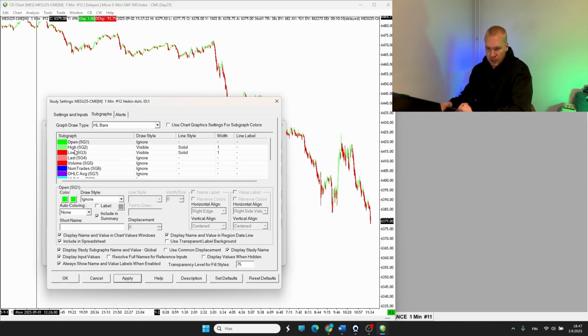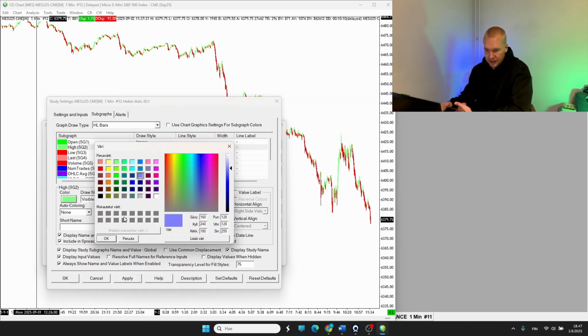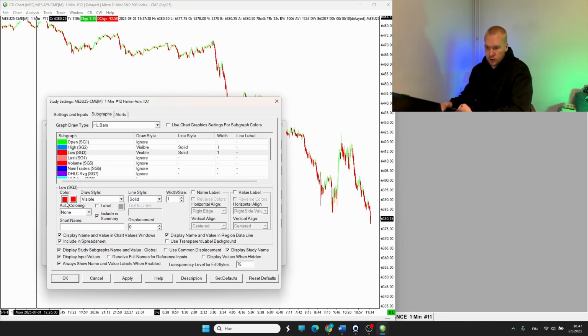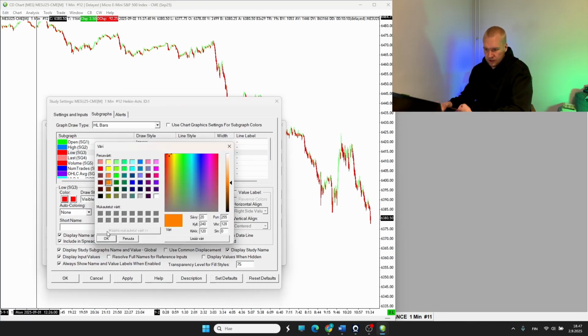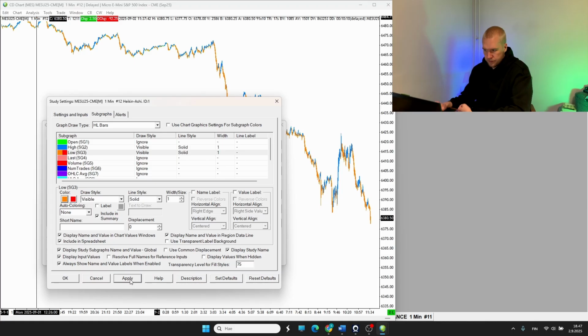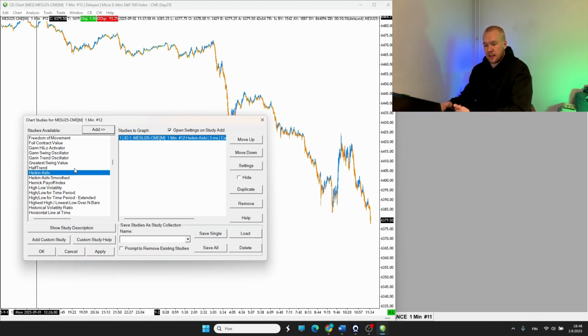right? And then we have 2 colors which we can change. You can see here that the ones that are visible are the ones that we can change. And we'll make this like some kind of bluish, and the low, we'll make this like orange. Right, looks pretty nice actually. So that's the first study now done.